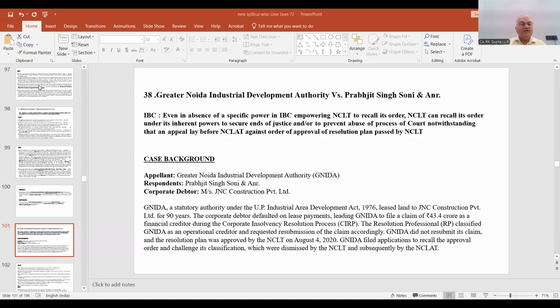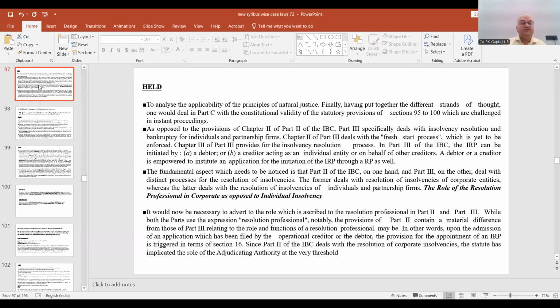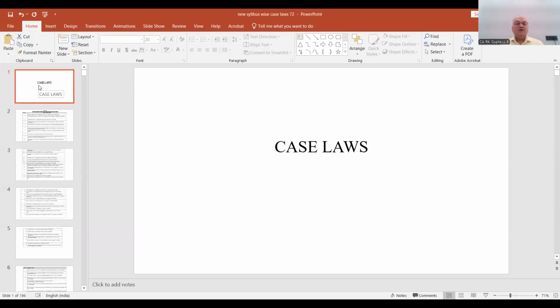Today, we'll have a look at the various case laws. Although we are covering case laws as per the new syllabus, most of the case laws are included in the old syllabus also. So there is some addition actually. 60 case laws were there earlier, and now there are 72 case laws. Weightage remains same.